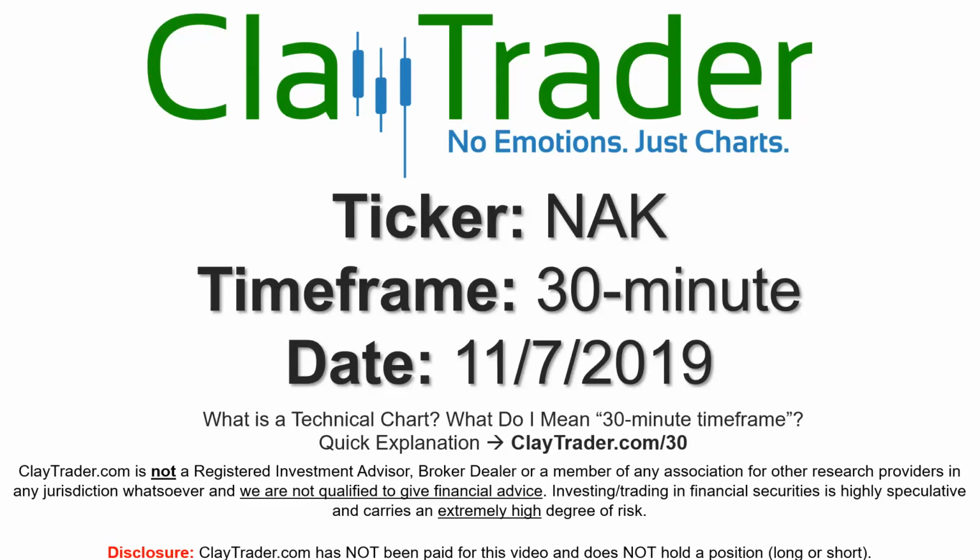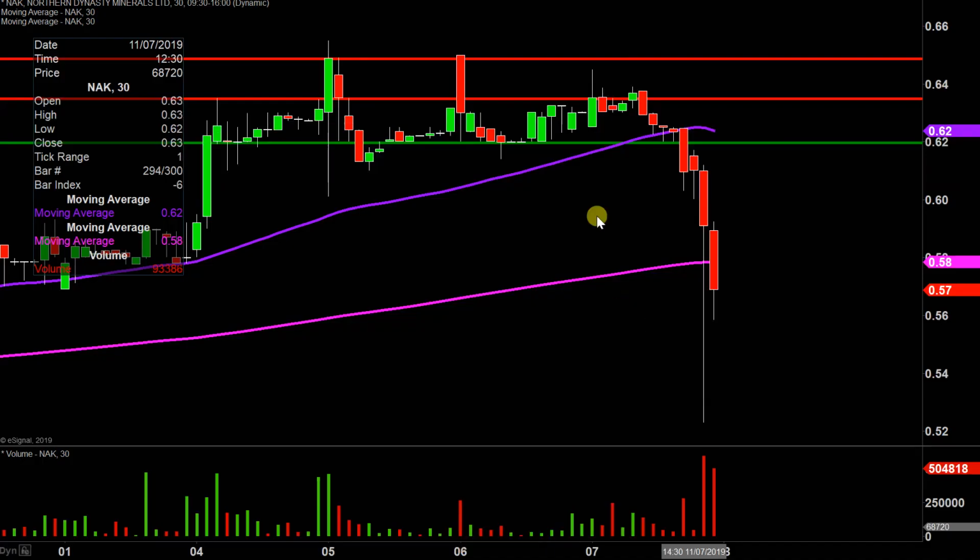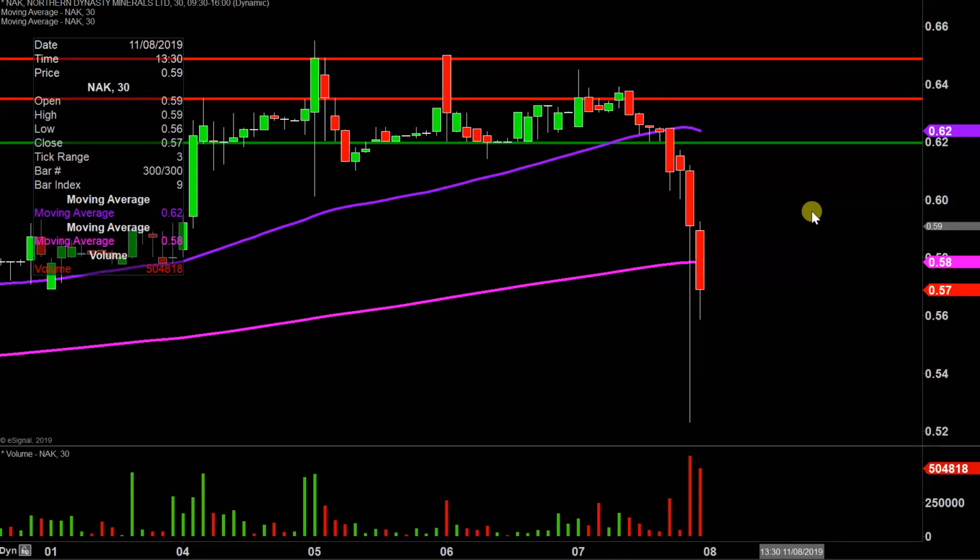We will take a look at the 30-minute time frame. If you're new to charts and not sure what I mean by 30-minute, I do offer an explanation at that link. So if you go there, I'll explain in detail. I did this analysis a few days ago, so that is where the red and green line annotations are coming from. But after today's price movement, definitely some updates here need to be done.